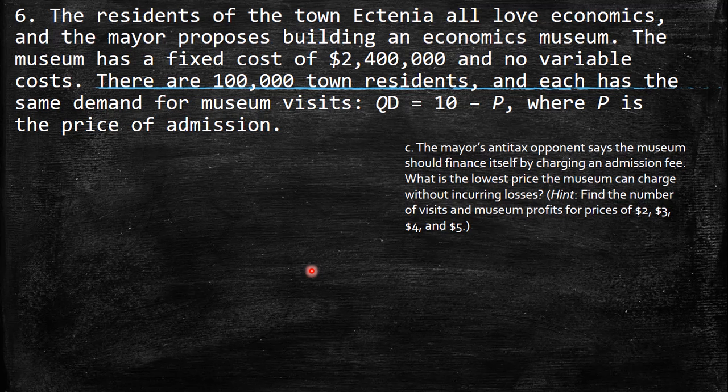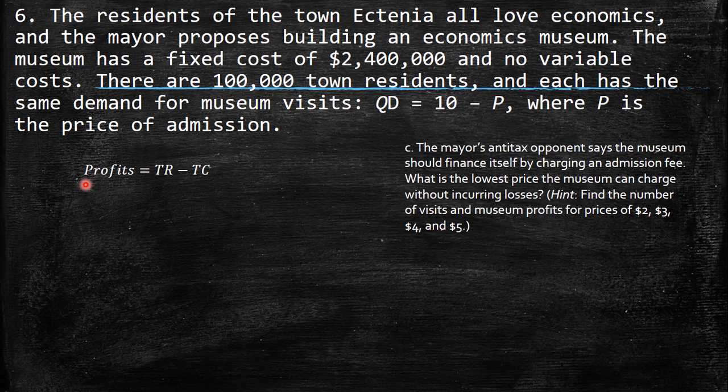Then question C says, the measure's anti-tax opponent says the museum should finance itself by charging an admission fee. What is the lowest price the museum can charge without incurring losses? They provide a hint: find the number of visits and the museum profit for prices 2, 3, 4, and 5. So you can use that, and when you have profit 0, you will have the result. Or you can go further and make that mathematically.